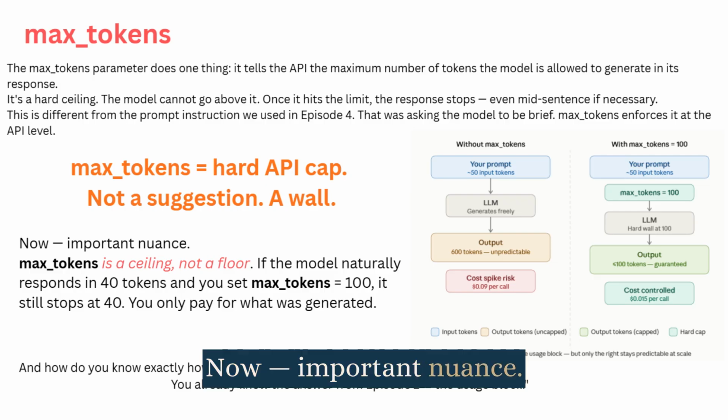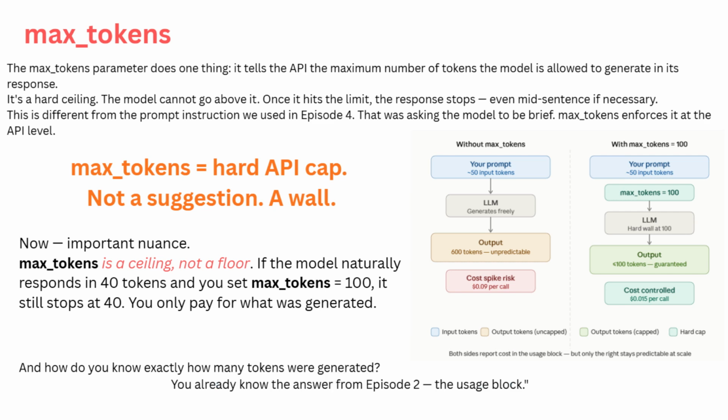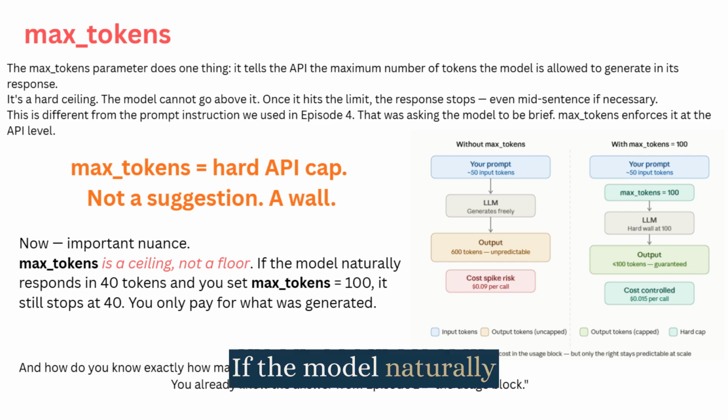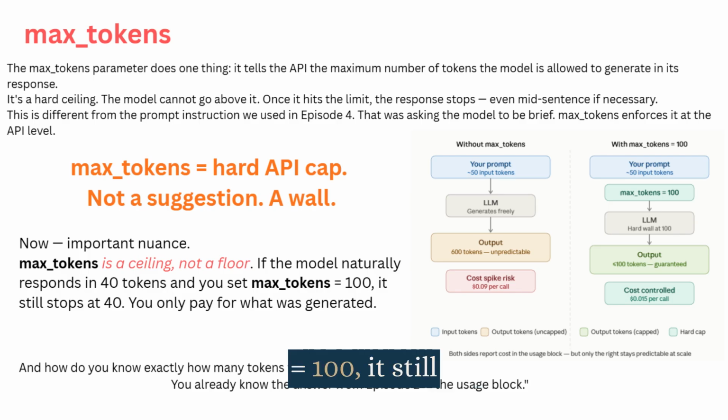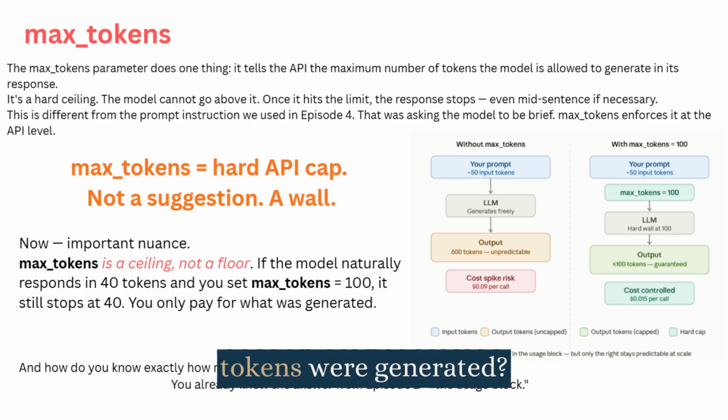Now, important nuance. Max tokens is a ceiling, not a floor. If the model naturally responds in 40 tokens and you set max tokens equals 100, it still stops at 40. You only pay for what was generated. And how do you know exactly how many tokens were generated? You already know the answer from episode 2, the usage block.